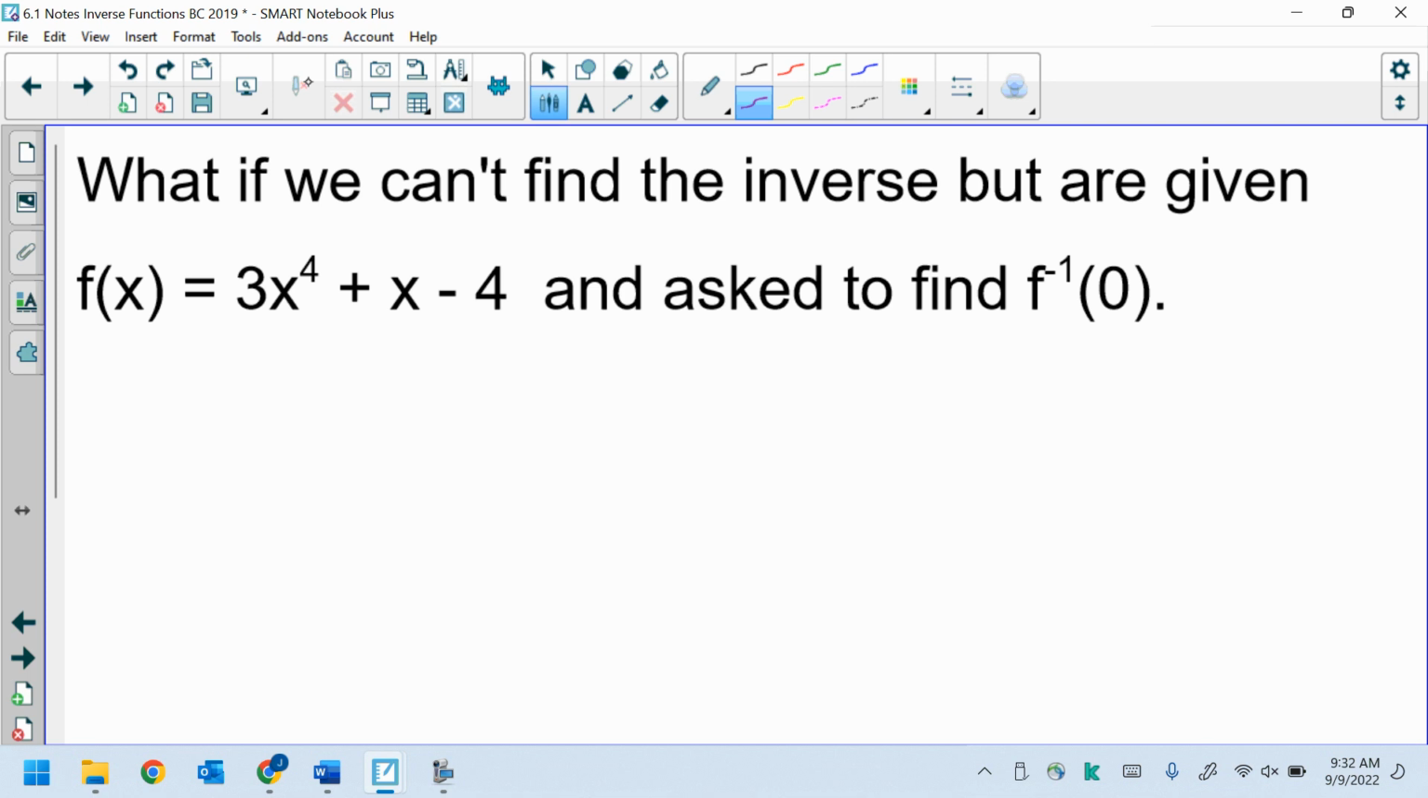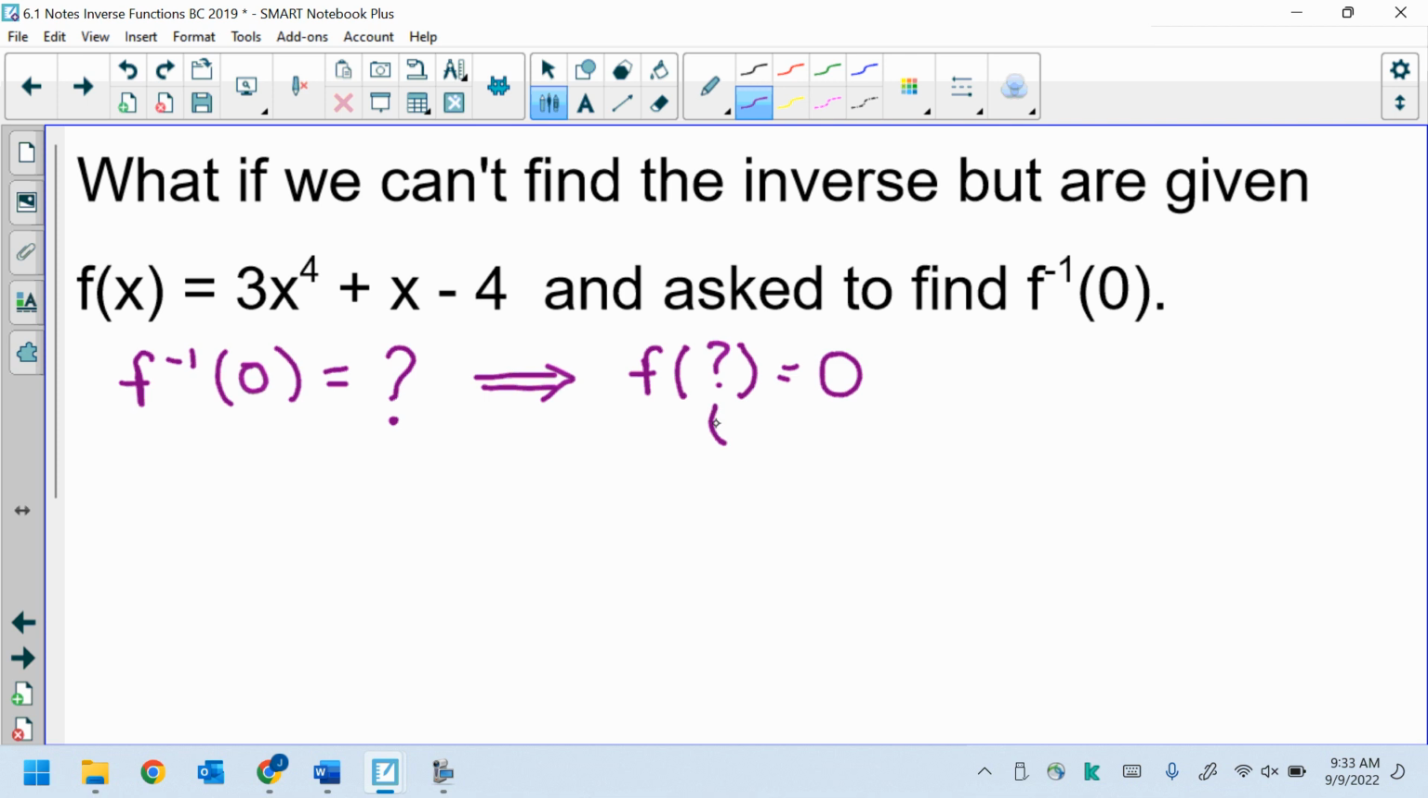Well, here's what I know. I know that f inverse of 0 is what I'm looking for, and I have no clue what it's equal to. But if f inverse of 0 is equal to I don't know, that means that f of I don't know is equal to 0.